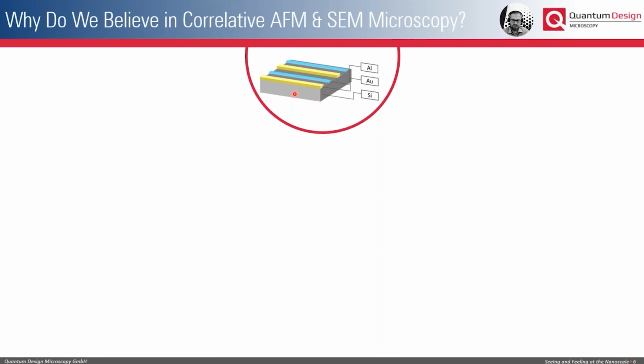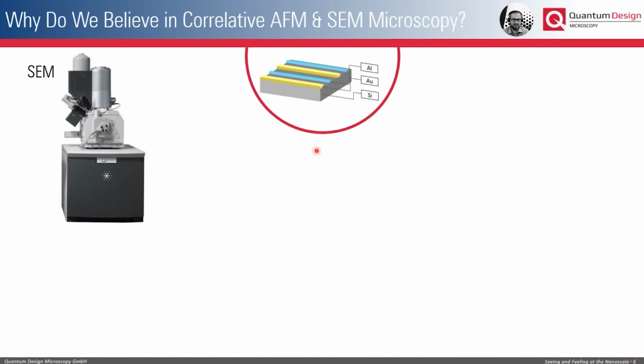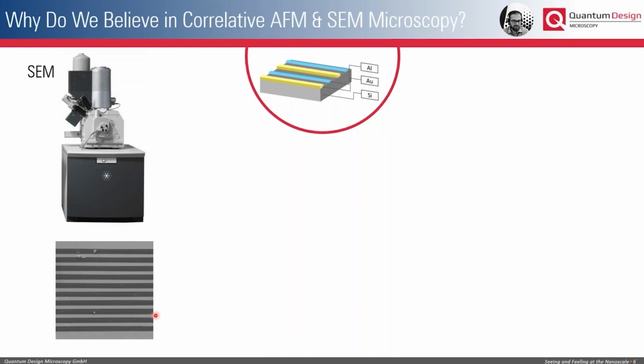If you now use this sample and put it in a conventional standalone SEM system that you can see here on the left, what you will get is what you expect, this typical black and white representation of your sample surface. The brighter parts in this case are the gold electrodes, and in between, you can barely see them, are the darker aluminum electrodes.